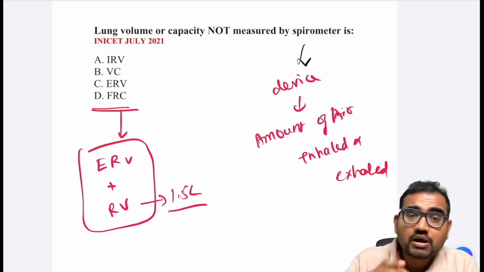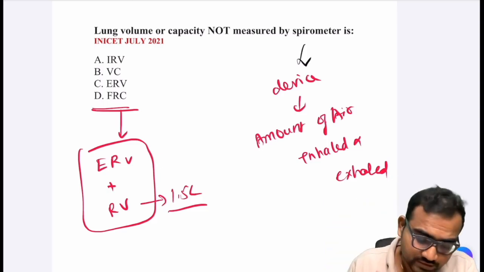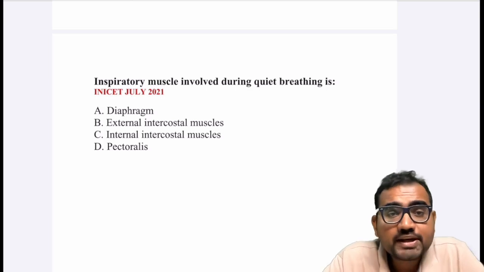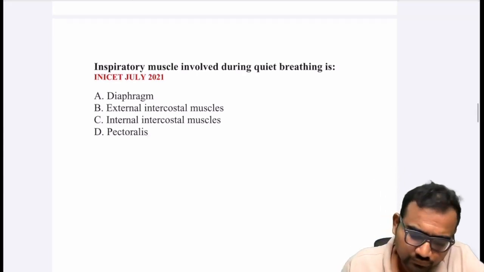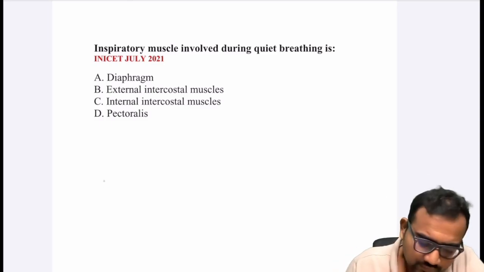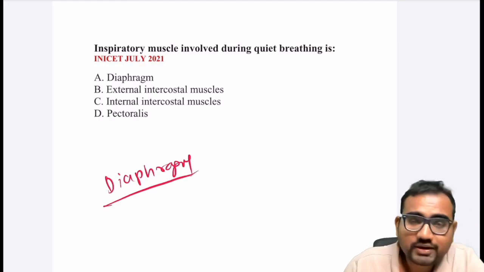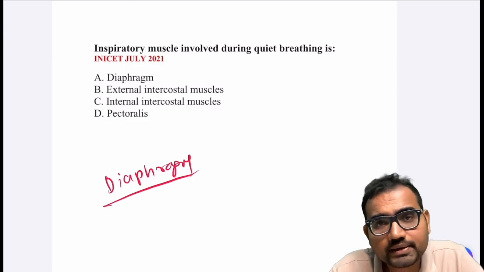Okay, so I talked about what the lung capacities and volumes are. You can also watch that in the previous videos. Now, the inspiratory muscle involved during quiet breathing. Okay, see, in normal breathing, only one muscle is involved: the diaphragm. The diaphragm is the only muscle that is involved during quiet breathing.